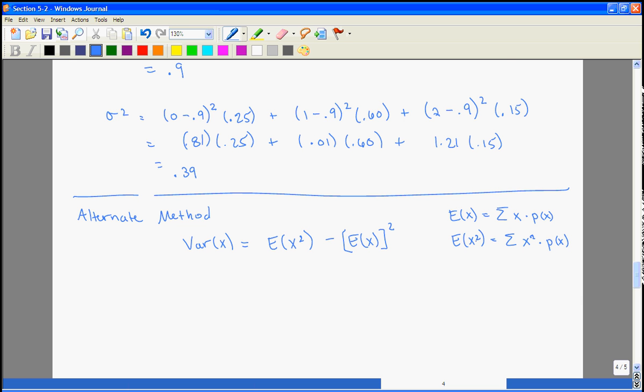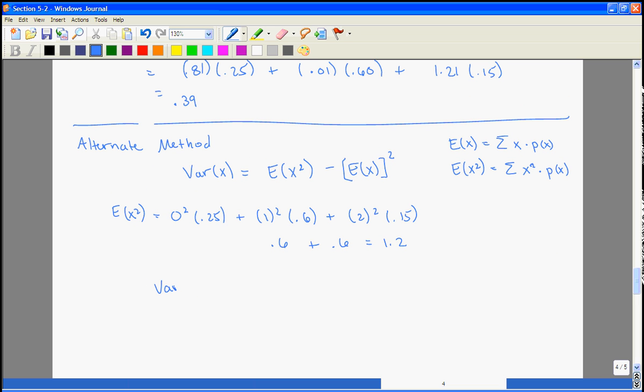The way that this formula works, whatever's in the parentheses is what gets multiplied by p of x. So if I had E of x to the 7th, I take each x raised to the 7th power and multiply it by its probability. If I had E of x to the 100th power, it'd be x to the 100th power times the probability. So that's how that formula works. So for E of x squared, I would take 0 squared times 0.25, and then 1 squared times 0.6, and 2 squared times 0.15. So we have 0.6 plus 0.6, which is 1.2.